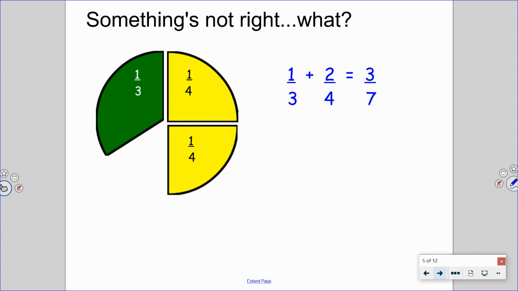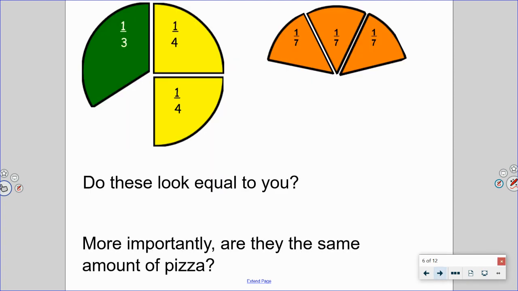All right, here's something that I have seen many years of my teaching career. 1/3 and 2/4. Oh, let's just go ahead and add horizontally. 3 plus 4 is 7, and 1 plus 2 is 3. The only problem is what looks wrong here. 1/3 and 2/4 doesn't look nearly the same size as 3/7.